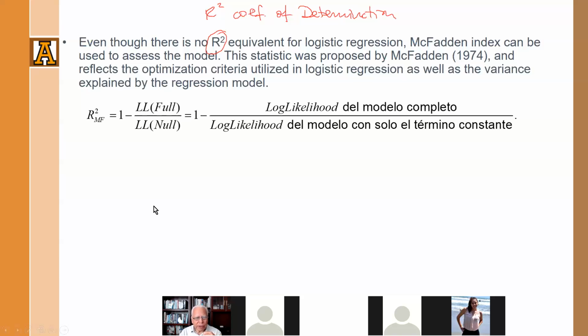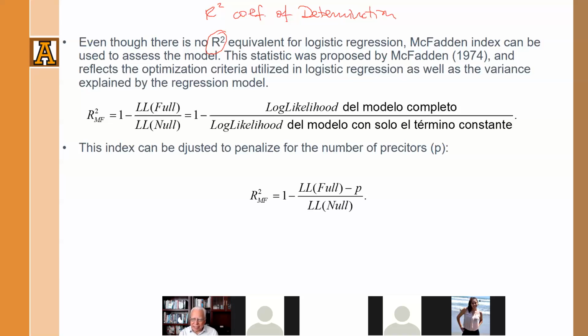This is the way it's computed. LL full is the log likelihood of the complete model, and LL null is the log likelihood of the model with only the constant term. Okay, so the McFadden index is 1 minus the ratio of the log likelihood of the complete model divided by the log likelihood of the model that only contains the constant term.